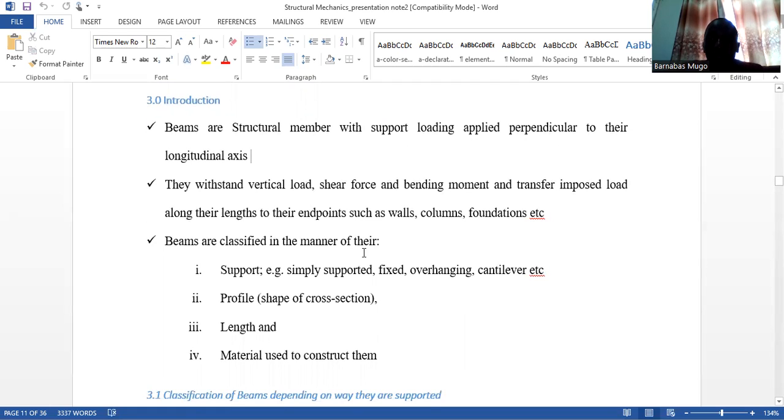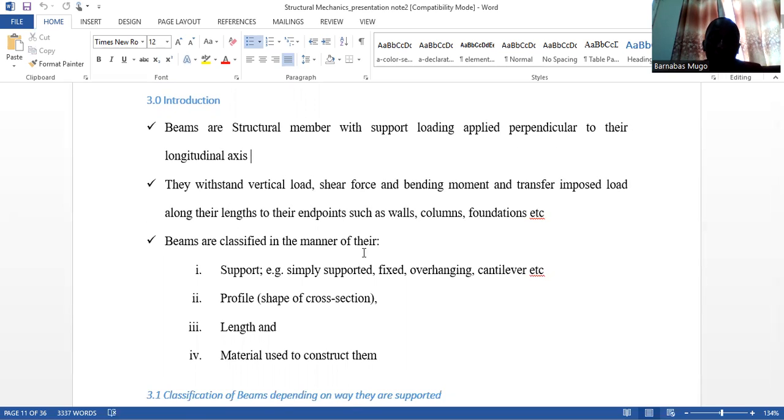And in this case, we are going to classify the beams in two main ways. One of them is we can classify the beams depending on the manner in which they are supported: either a simply supported beam, fixed beam, overhanging beam, or a cantilever beam. We are also going to classify the beam depending on the profile or the shape of their cross section. That is, we can talk about rectangular, circular, or trapezoidal beam.